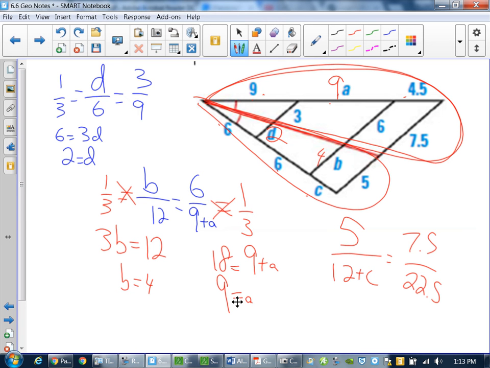7.5 over 22.5 is still 1/3. You cross multiply it, and you get c is 3. That's how this stuff works. You go out and around, you look at, are you creating fractions within the shape, within the parallel lines, you're adding parts together, you're using more than one trick to make it go, okay? Ouch. Questions?